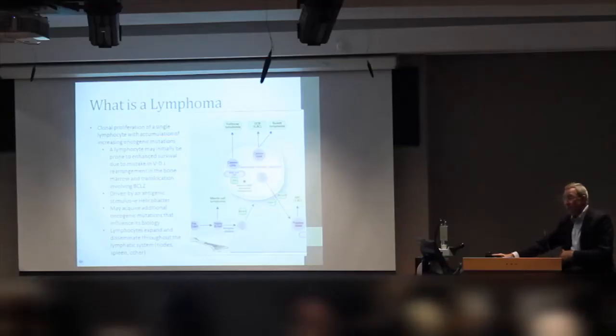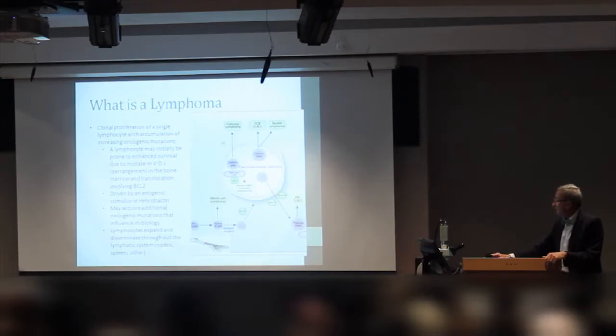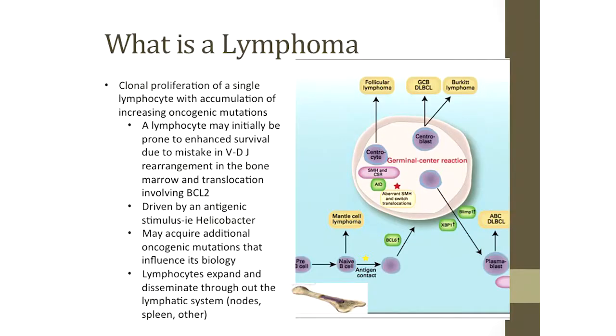And depending upon where these mutations occur in the differentiation of these cells in the lymph node, you get different types of lymphomas developing: follicular lymphoma, diffuse large B-cell lymphoma, sometimes Burkitt's lymphoma. And then as the cells are more mature and differentiating towards plasma cells, if you have mutations occurring there, you can end up with lymphoplasmacytoid or Waldenström's types of lymphomas and other types of lymphomas.